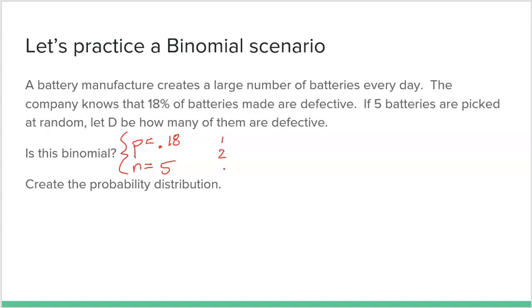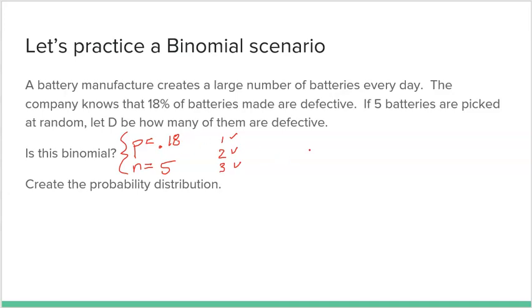The third condition is that the trials must be independent of themselves. So if I take 5 batteries and 3 of them end up being defective, that has no impact on what's going to happen with the next 5 or the next 5 or the next 5. Each trial is independent of the next. So as long as all 3 of those things are met and I'm given the probability of success and I'm given a set number of trials, then I'm ready for the binomial model.